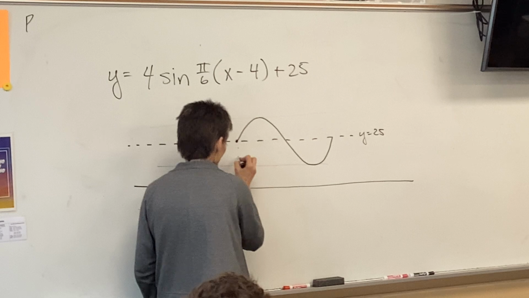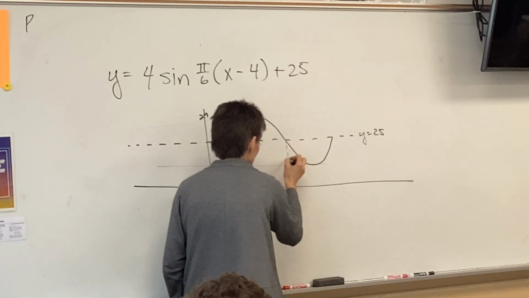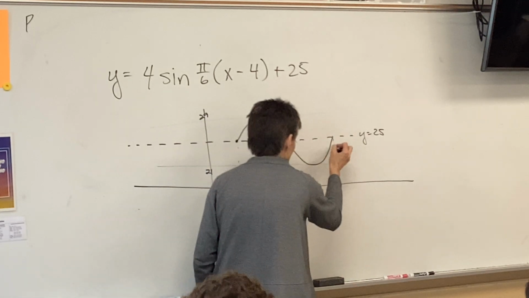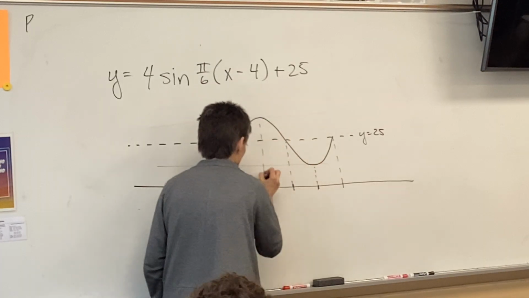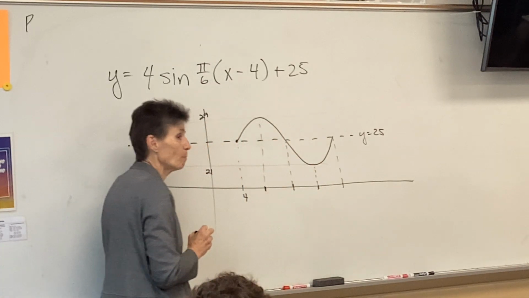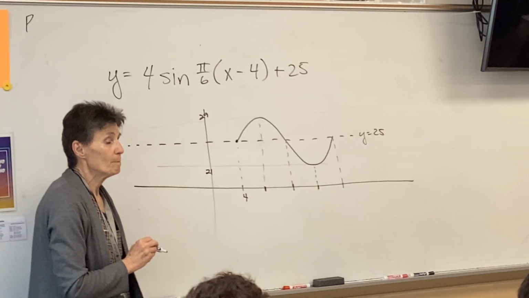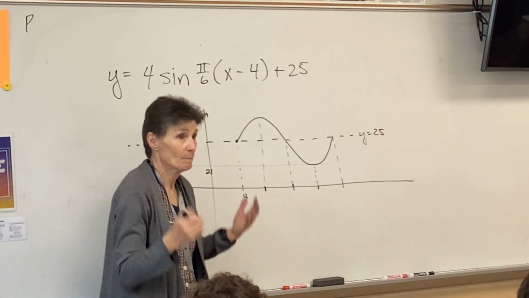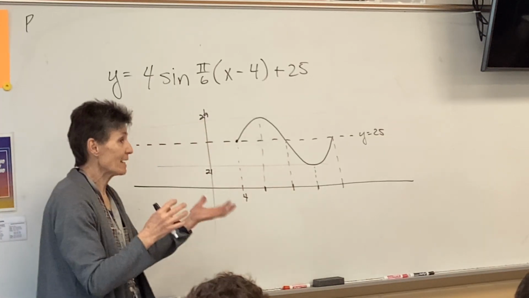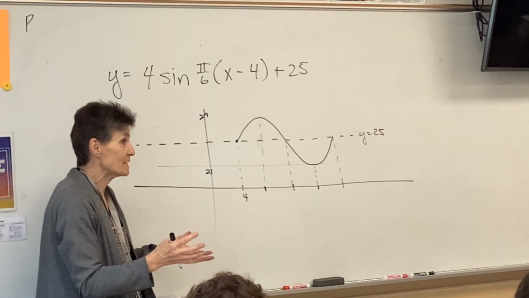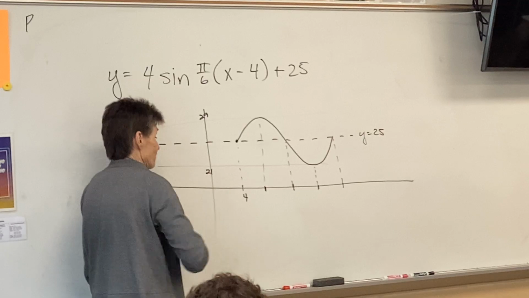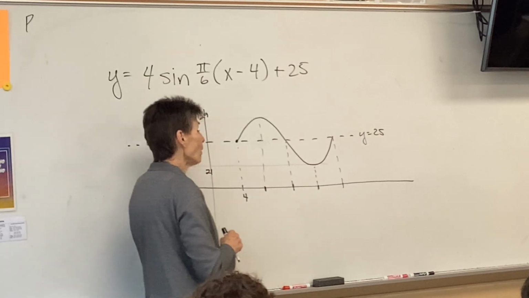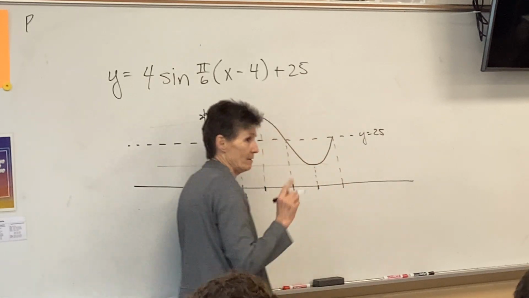Now I know this point right here is 4. I need to label this one, this one, this one, and this one. Those points need to be labeled because they are important points. They're either maxes, mins, or zeros, so we need those points. So I know I start at 4. How could I figure out where I end?